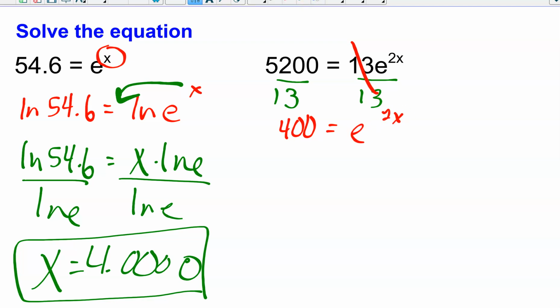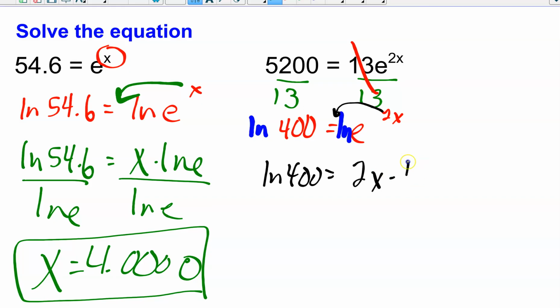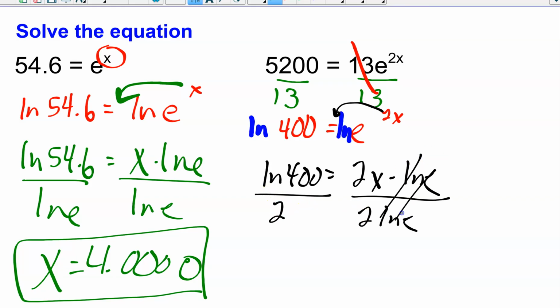And then we're going to natural log both sides, because then we can bring the 2x in front of it. So we have the natural log of 400 equals 2x times the natural log of e. And then we're going to divide both sides by 2 times the natural log of e. Natural log of e is 1, right? So I don't even have to do the natural log of e after it. So x equals natural log of 400 divided by 2.